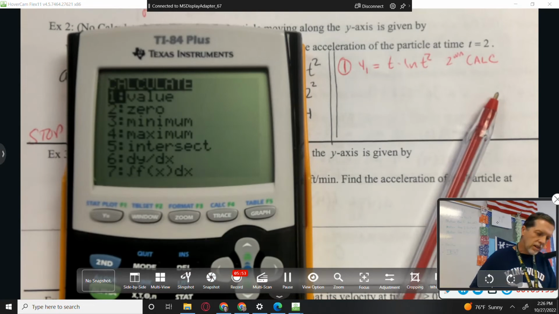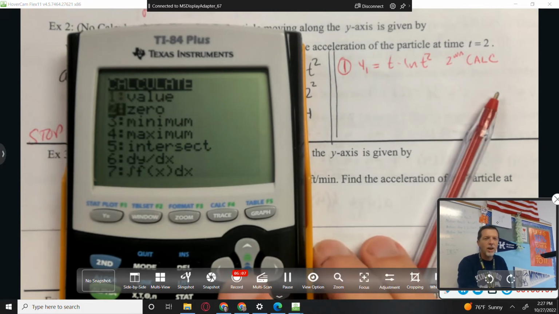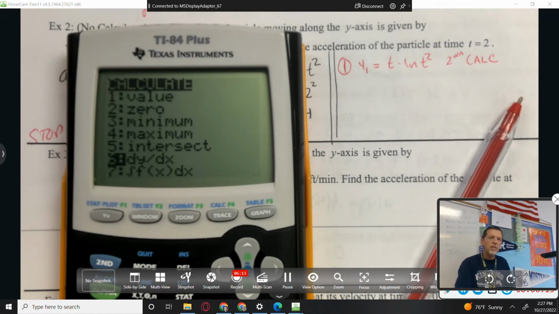Second calc. And then I see some options. Some of those you've used before, some of them you haven't used before. If I would like to find the derivative of velocity, you go to 6. 6 says dy dx, so let's go to 6 dy dx. Press enter.